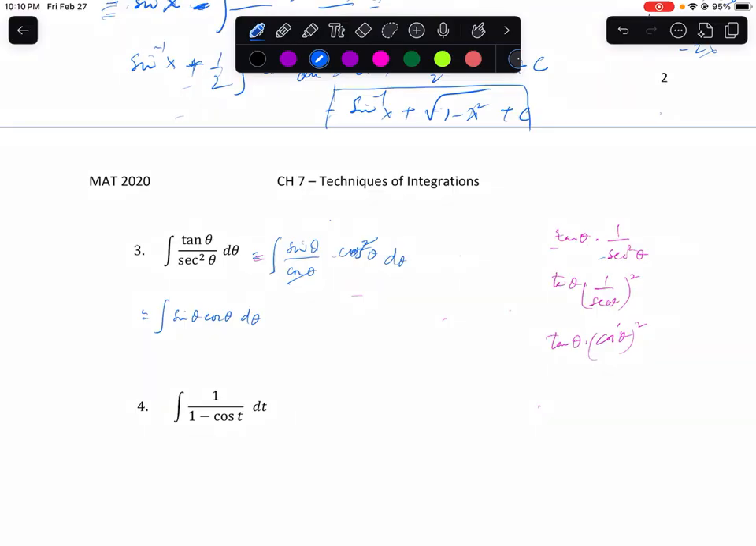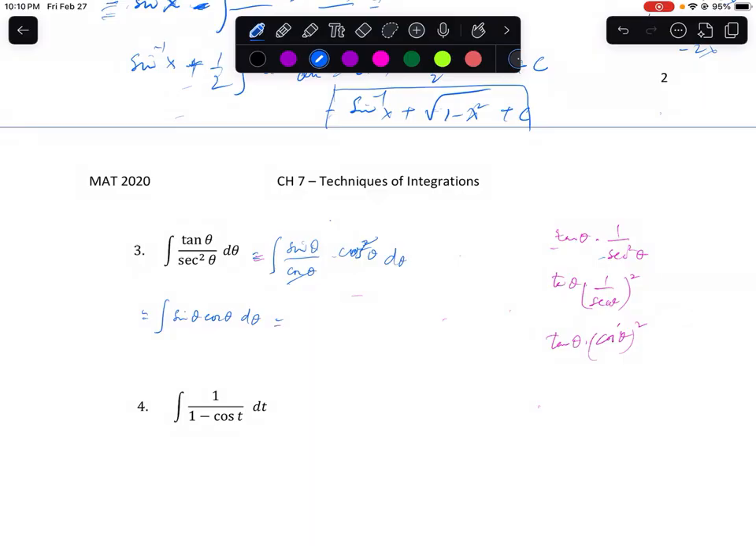Now from here you can do it in different ways. You can choose the u substitution with probably u is equal to sine theta, then find the du and plug in the values and simplify it. Or you can use u is equal to cosine theta and do the same process that we do. But I will do it in a third method.